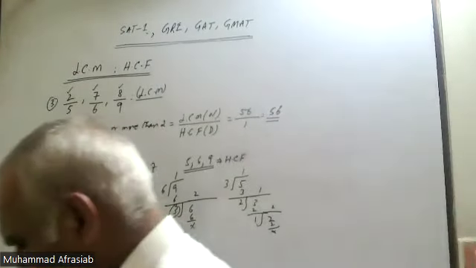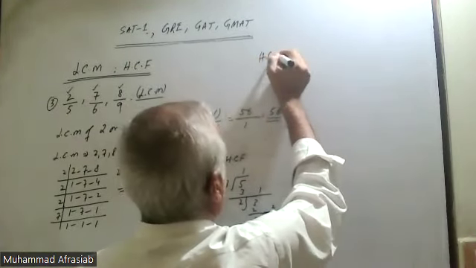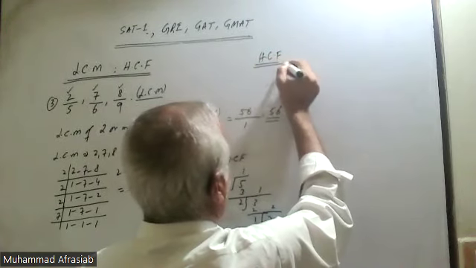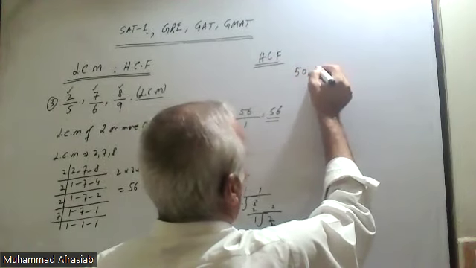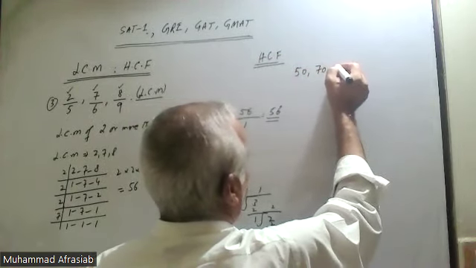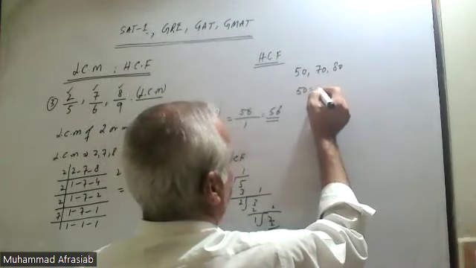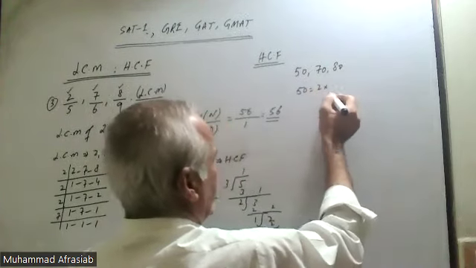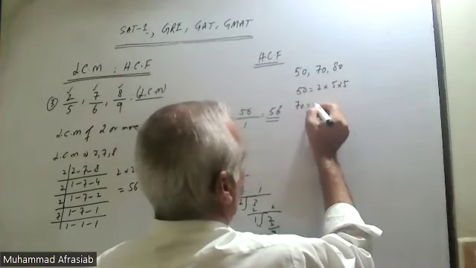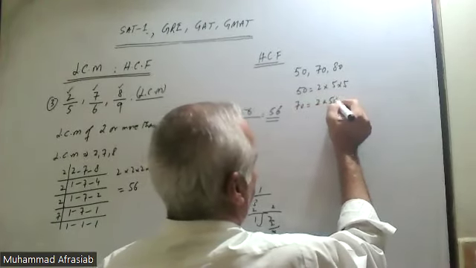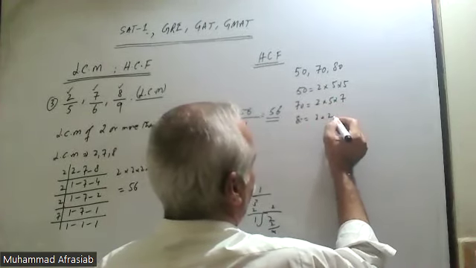Now we are finding the HCF of simplest numbers. Suppose you are going to find the HCF of 50, 70, and 80. You can use this one method. 50 is equal to, making the prime factors, 2 into 5 into 5. Then 70 will become 2 into 5 into 7. Then 80 will become 2 into 2.